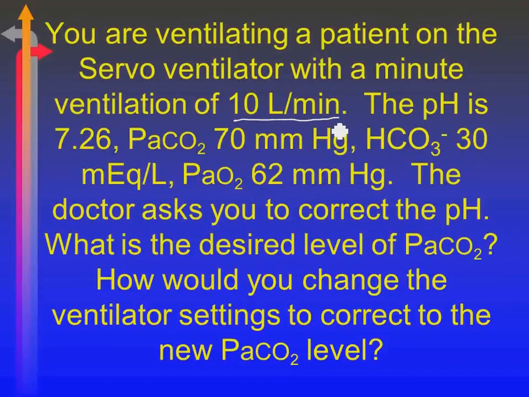Got a minute ventilation of 10 liters per minute. There are my blood gases. I want to correct the pH. Why am I not worried about correcting the PO₂? That's the cause of the hypoxemia. Yeah, correct the PCO₂, you'll correct the PO₂. So what are we going to do?